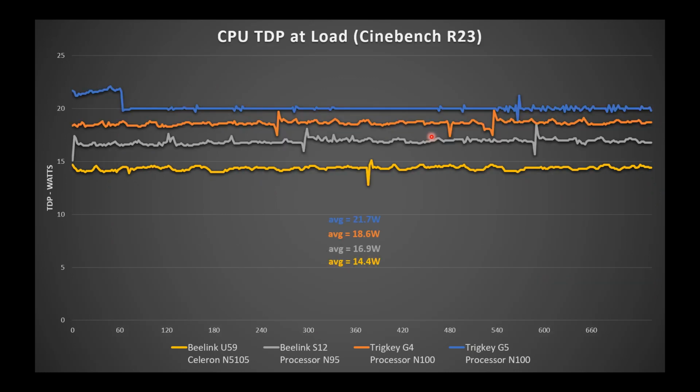Now, if you take the CPU TDP at load, you can see here that the U59 was the lowest at about 14 watts on average. You can see the averages right here. And the G5 pulled just over 20 watts on average up here. So there's a big 5 to 6 watt CPU power draw difference there.